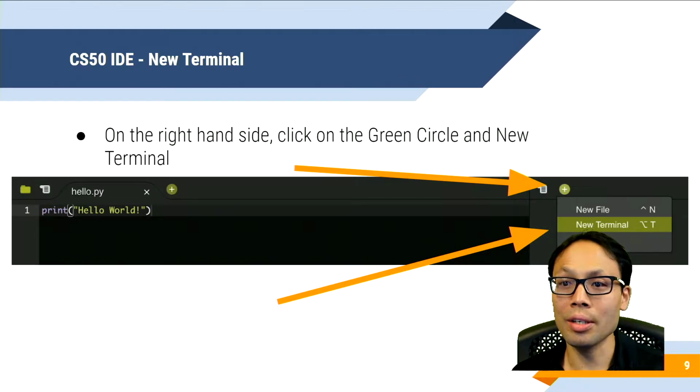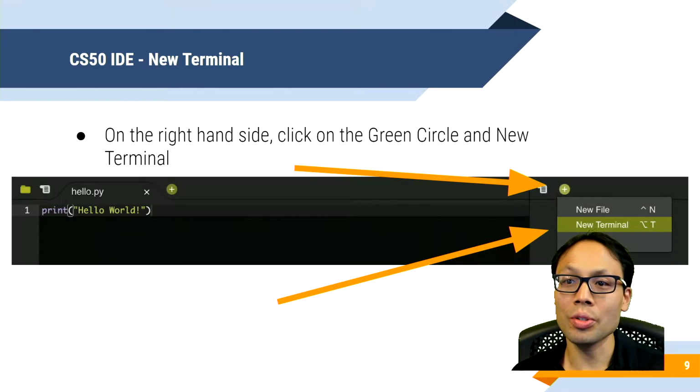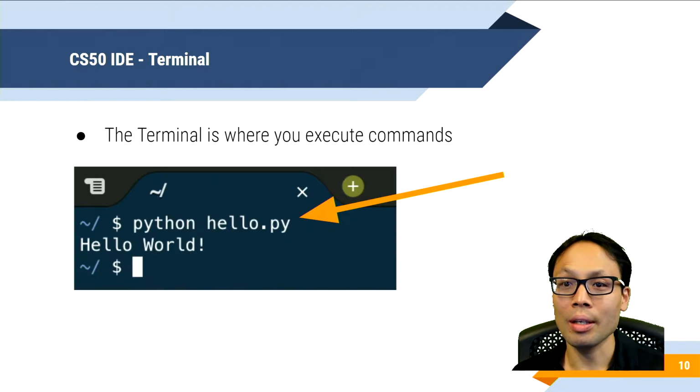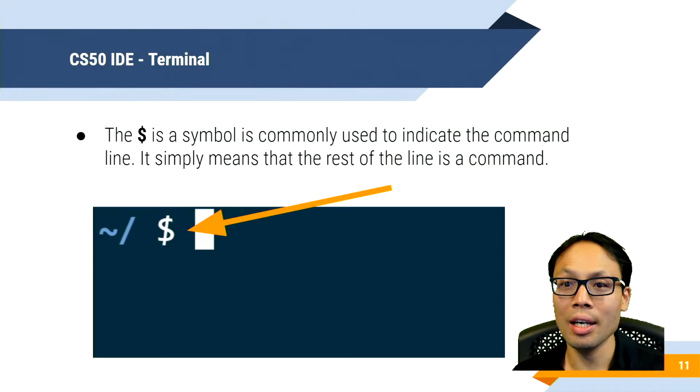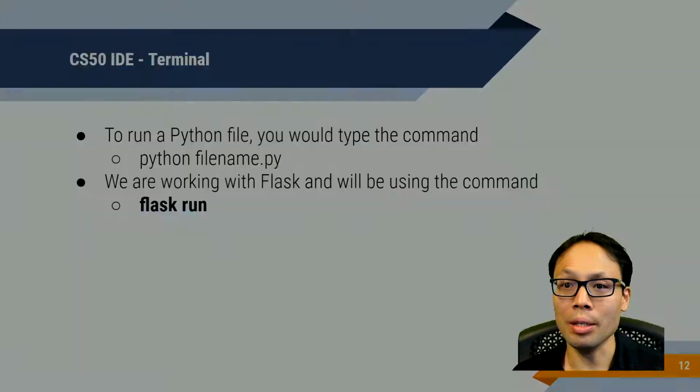And on the right hand side is where I like to run my files, and that's in the terminal. So to open a new terminal, just again click on the green circle and click on New Terminal. So for example, if you wanted to run a Python file, it would be something like Python space file name, in this case hello.py. And just to note for yourself, the $ sign is the symbol that indicates there's the command line, and anything to the right of it is the rest of the commands.